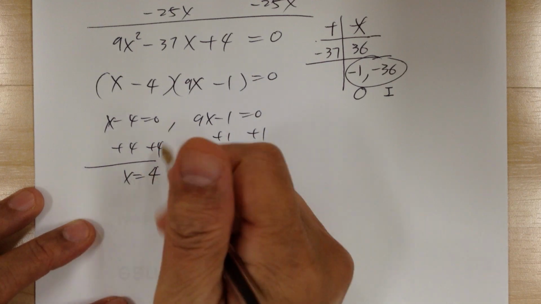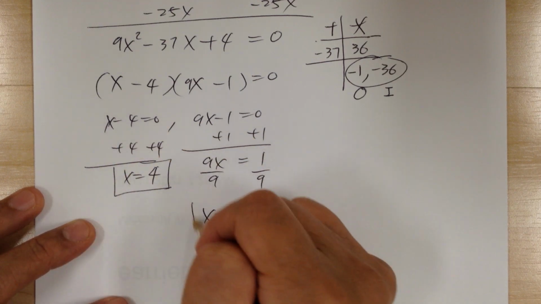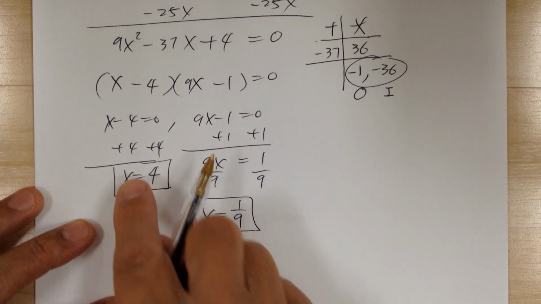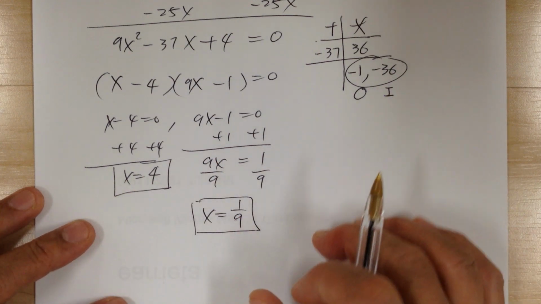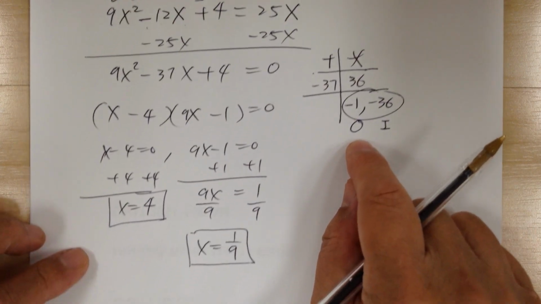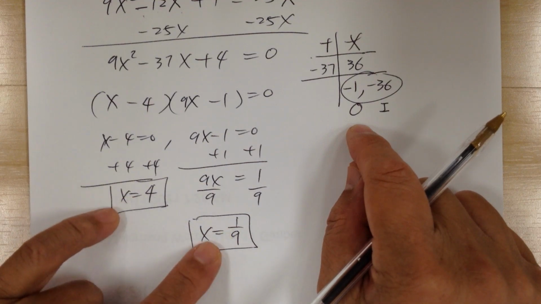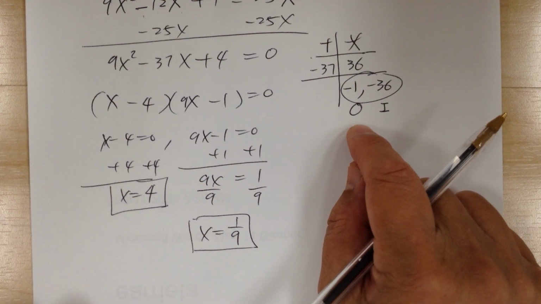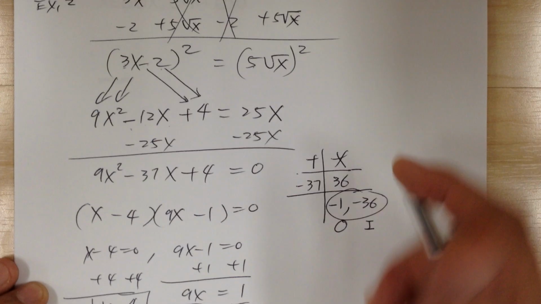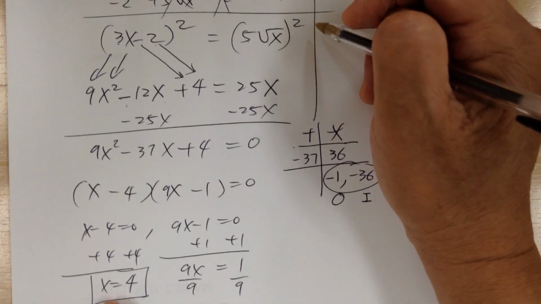Okay? So you need to check both answers. But right now, I just box them so I can see them later on. I need to check every one of the answers, because sometimes both are good, sometimes both are bad, sometimes one is good and one is bad. So let's go and check both of them. Let's check this one first.